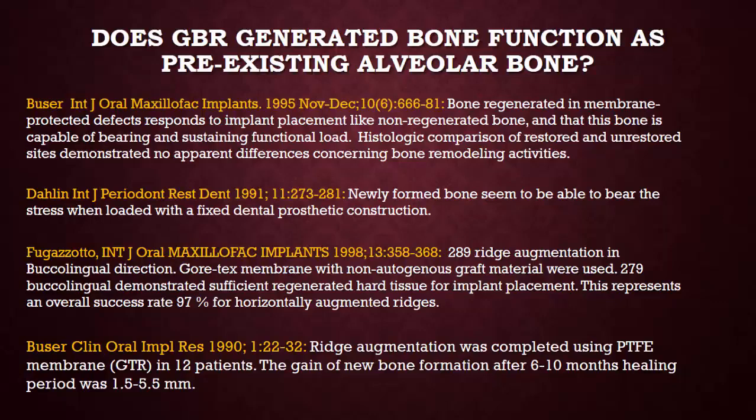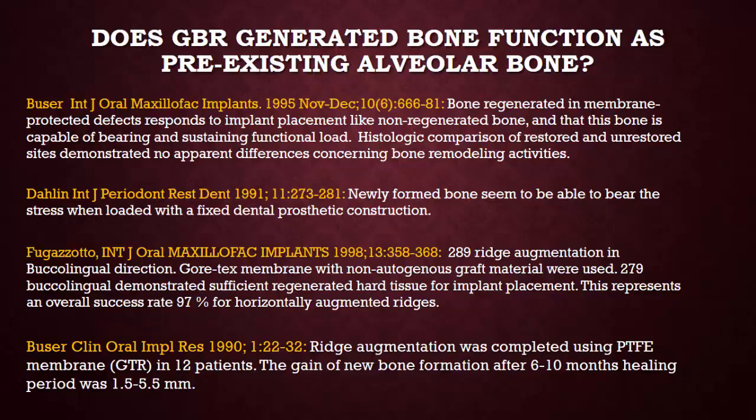Buser, in another study in 1990, completed ridge augmentation using a PTFE membrane in GTR in 12 patients. In this study they used a non-resorbable membrane, but there was no bone graft. They used only the membrane to cover the defect, and the gain of new bone formation after a 6 to 10 month healing period was 1.5 to 5.5 millimeters. So according to this article, we have to be careful: when we do horizontal ridge augmentation, we have to expect that we can only gain between 1.5 to 5.5 millimeters.